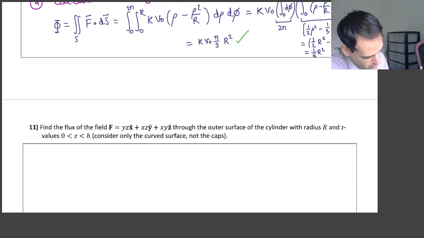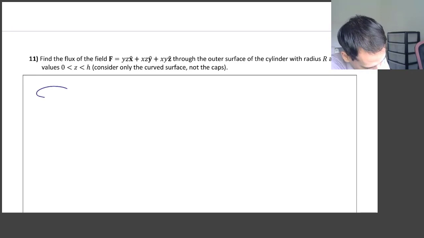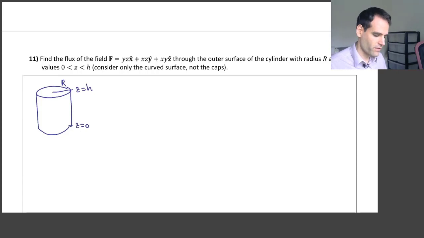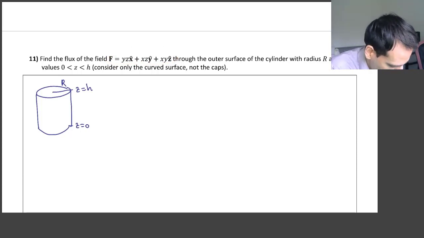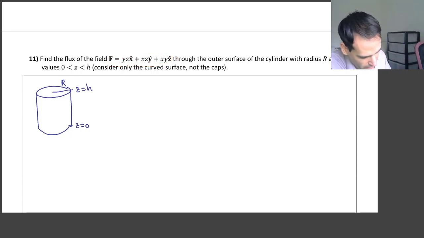We are being asked to imagine we have a cylinder of radius r and height between z equals 0 and z equals h. So the height is h. And we are being asked to calculate the flow of this vector field. I don't know what this vector field looks like. It seems to be a very complicated vector field. It's a crazy vector field.